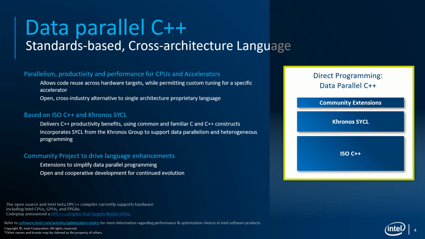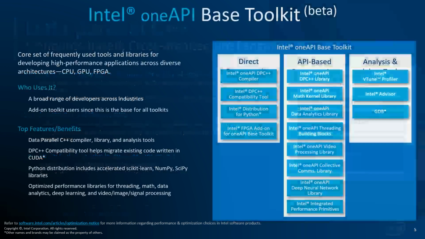The parallelism, productivity and performance for CPUs and accelerators will be delivered as an open and cross-industry alternative to single architecture proprietary language. Based on ISO C++ and Khronos SYCL, it delivers C++ productivity benefits and other common and familiar C and C++ constructs. The community project to drive the different language enhancements is also done. The extensions to simplify data parallel programming and the open cooperative development for continued evolution can also be done.